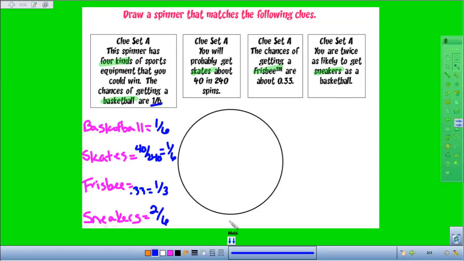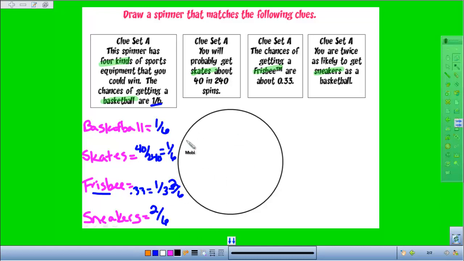Now before I start, I have to decide how to split my spinner into how many sections. Since most of these have a denominator of 6, I think that would be a good option. So I need to make my frisbee, which is 1/3, into a denominator of 6. So the 1/3 is the same as 2/6. Now I can see that I have 2/6, 2/6, 1/6, and 1/6. So I need to divide my spinner into 6 parts.